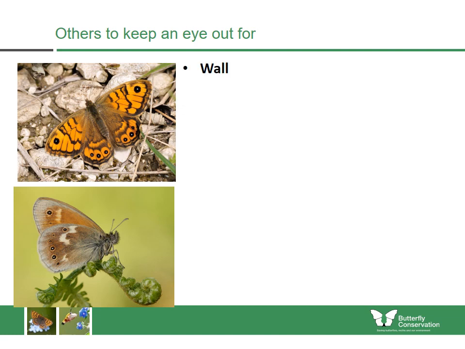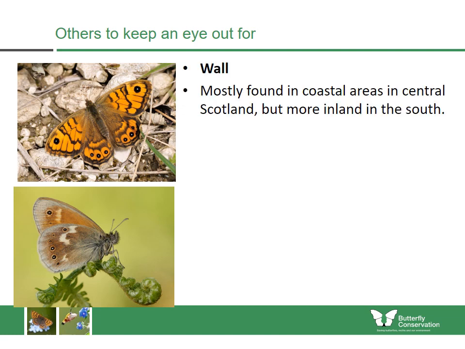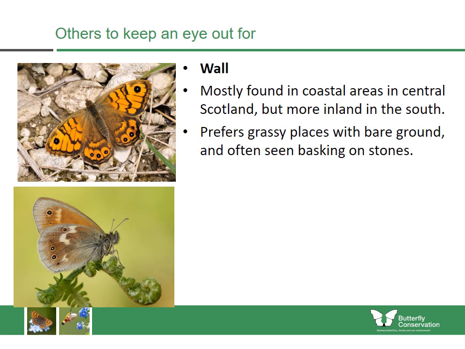Then on to two of our brown butterfly species now. We'll start with the wall. In Scotland this is mostly found in coastal areas in central Scotland, but in the south you'll find it in more inland sites. It prefers grassy places with bare ground, and you'll often see it basking upon stones or rocks.